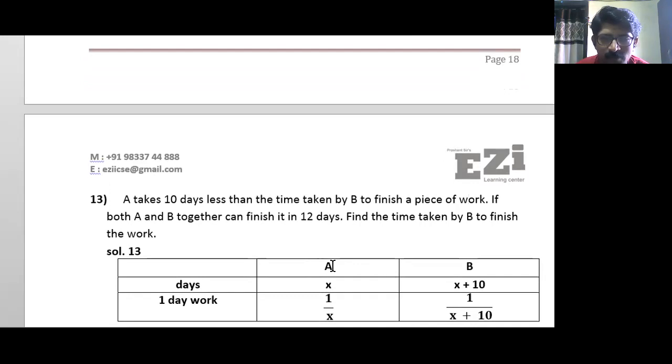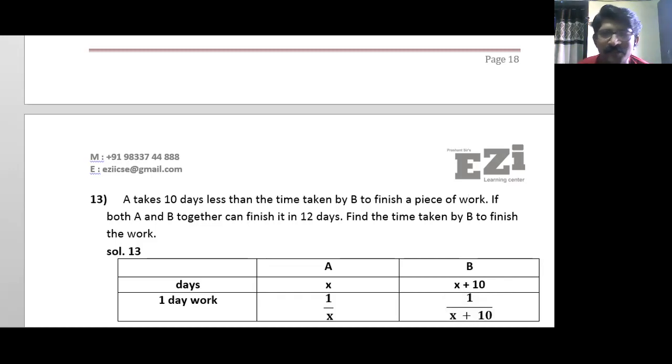In one day, how much will A be able to do? 1 upon X work. And B, how much work will he be able to do? 1 upon X plus 10. I hope you are understanding. Why 1 upon X? Because if something is happening in X days, in one day it will happen 1 upon X. In 2 days, 2 upon X. In 3 days, 3 upon X. Are you guys getting it? So simple. B is taking X plus 10 days, so in one day he'll be able to do 1 upon X plus 10.